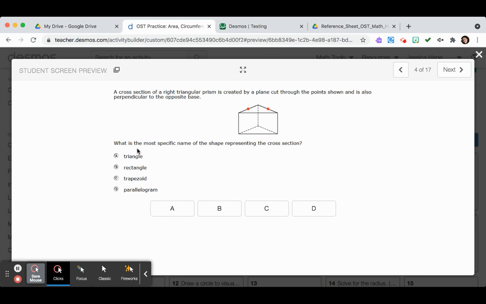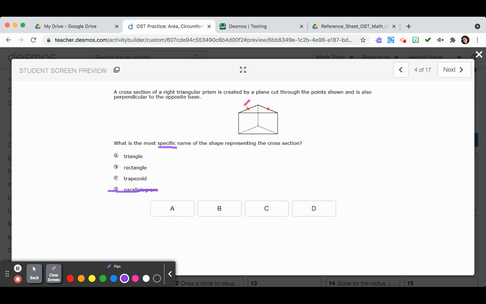All right, a cross section of a right triangular prism is created by a plane cut through the points shown. What's the most specific name? The most specific name is not just a parallelogram. A parallelogram is very general. Because it says specific, we want to eliminate parallelogram because a rectangle is a parallelogram, so we want to get rid of that.